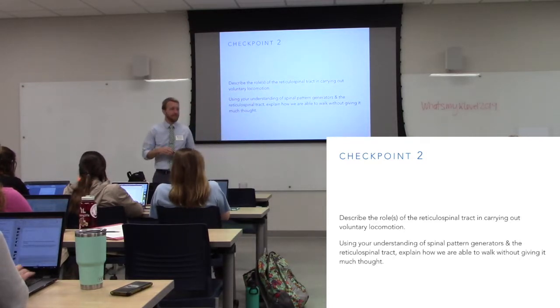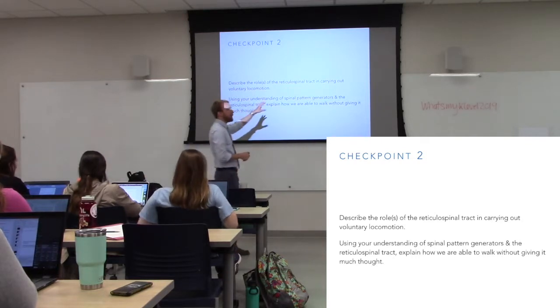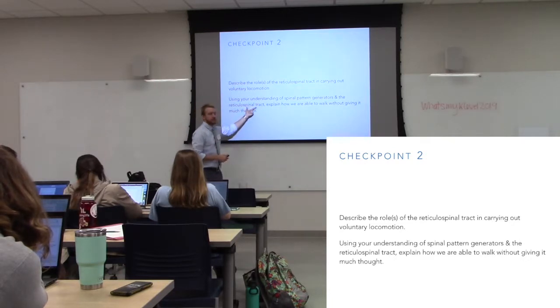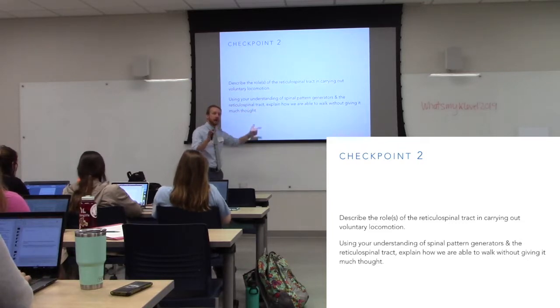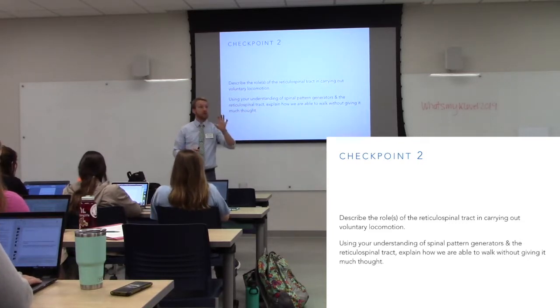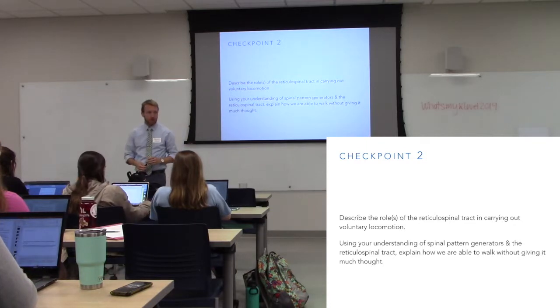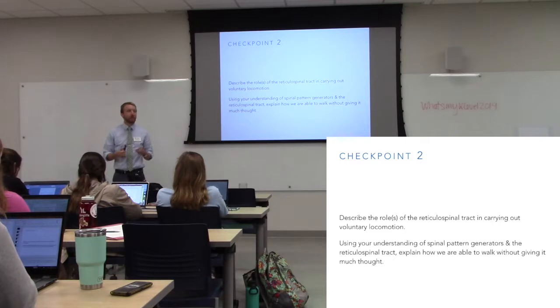What's the question? That's a good question. What do the spinal pattern generators do to affect this output from the reticulospinal tract? Why don't we just start here? Tell me about the reticulospinal tract. Compared to the corticospinal tract, which is contralateral, how would we describe the innervation of lower motor neurons by the reticulospinal tract? Bilateral. Yep. Both sides of the body.